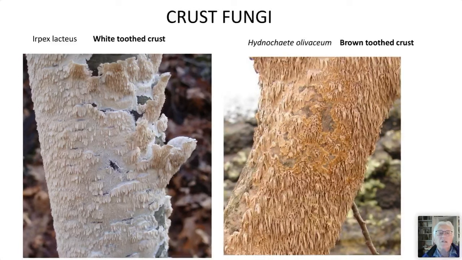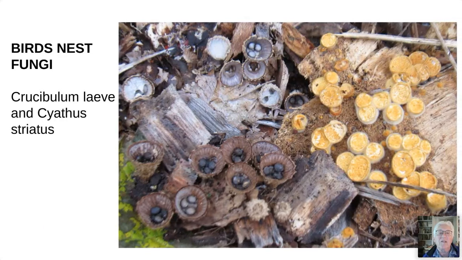These are two crust fungi. This is Irpex lacteus, white. Irpex olivaceum, olive colored, now called Hydnochaete olivacea. So the white tooth crust and the brown tooth crust. You can tell these, among other things, by the color of the crust. And then you start to look at some of the other microscopic characteristics that are there, and your text will help you differentiate among those.